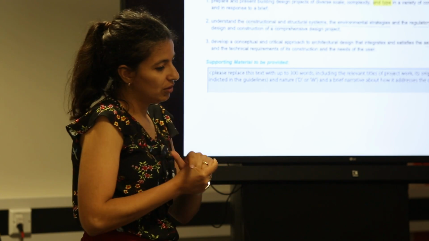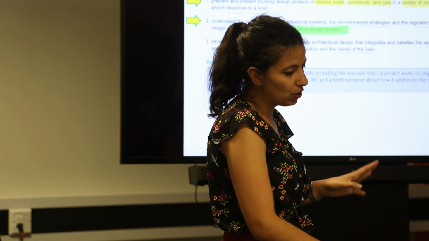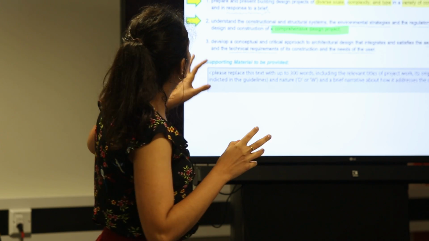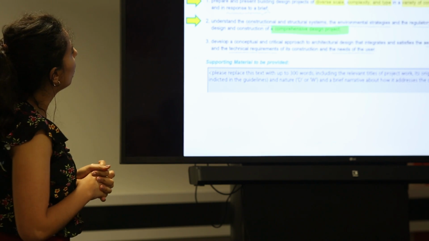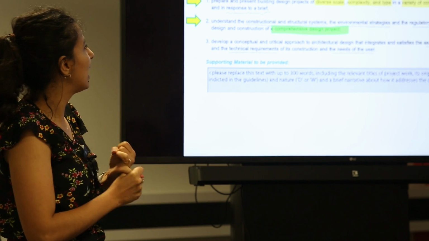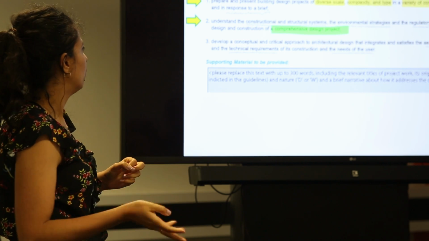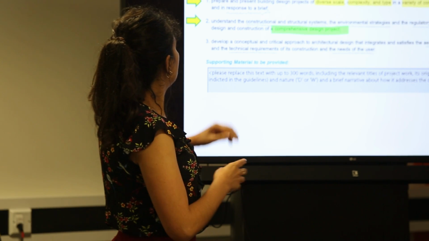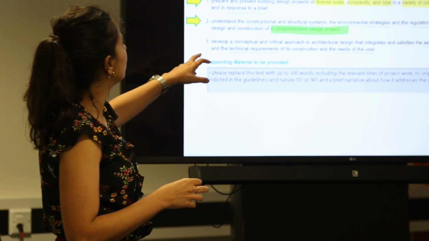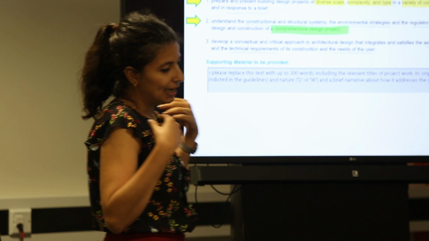And to answer these questions, the first 3 criteria give you a good indication. If you read the first criteria, GC 1.1, it says that you need to prepare and present building design projects of diverse scale, complexity, and type in a variety of contexts, using a range of media, etc. And understand the constructional and structural systems, the environmental strategies, and the regulatory requirements that apply to the design and the construction of a comprehensive design project.